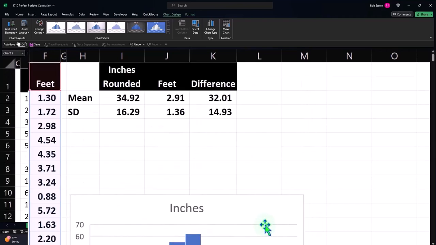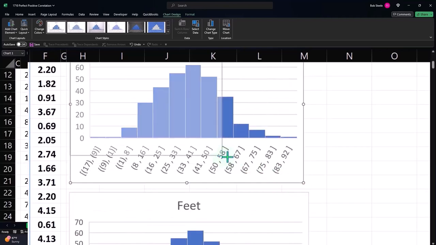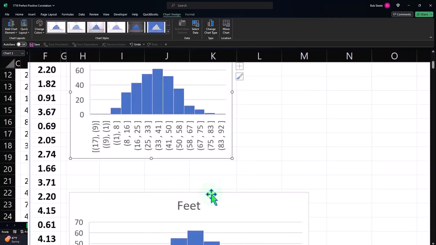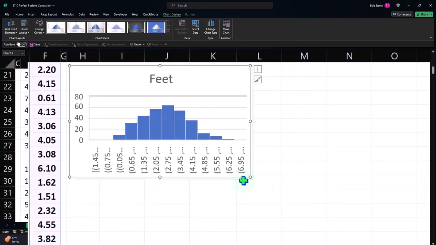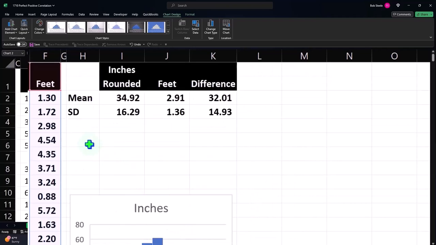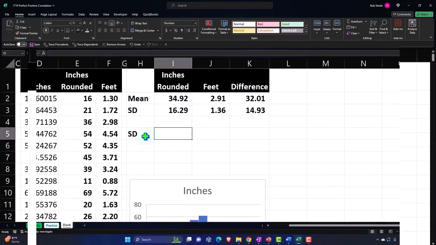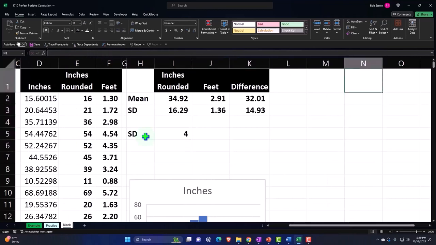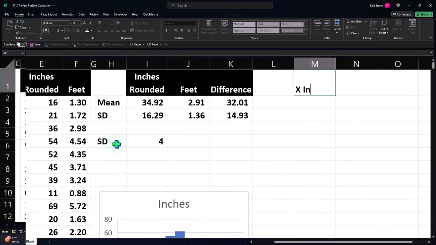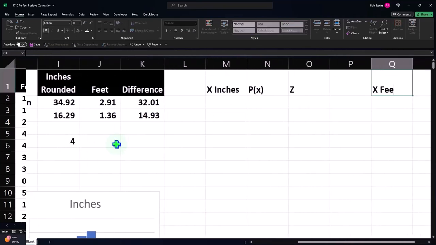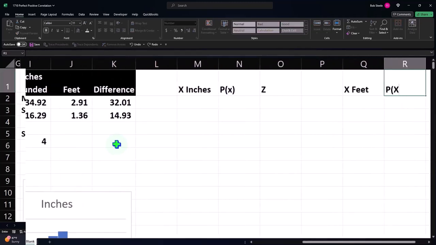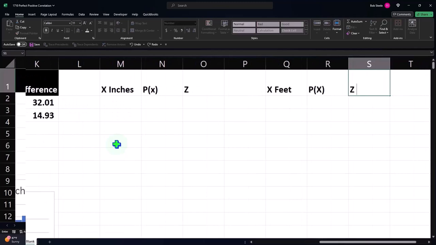So maybe I'd compare the bell curve, just to play with the bell curve before we get into the correlation here. I'll do that, because that'll be fun. Muy divertido. Okay, so let's take four standard deviations. If I'm gonna do this bell curve thing, what I wanna do is plot out the bell curve, x for inches, and then p of x. And then we'll do the z as well. And then we'll do the same thing for x for feet, and then p of x. And then we'll do the z for feet. This will be the z for inches.